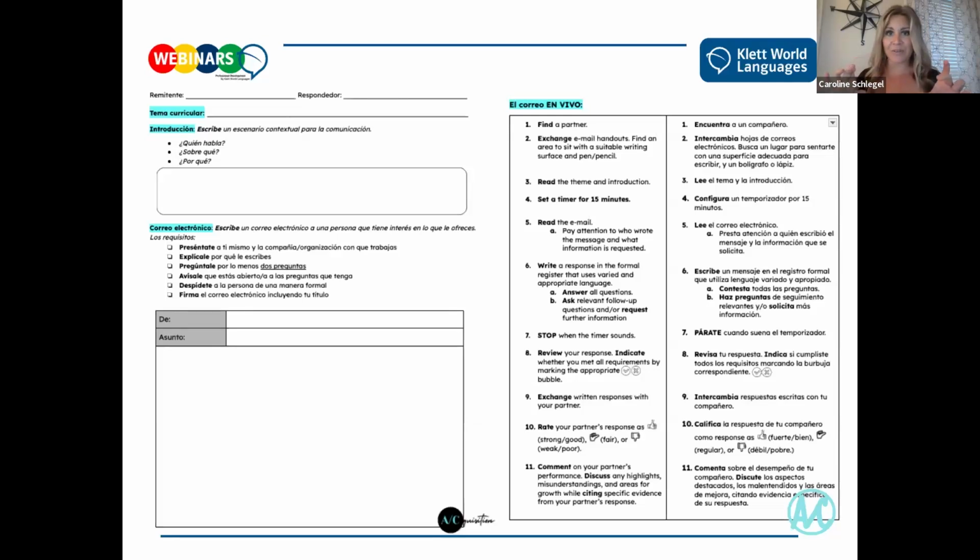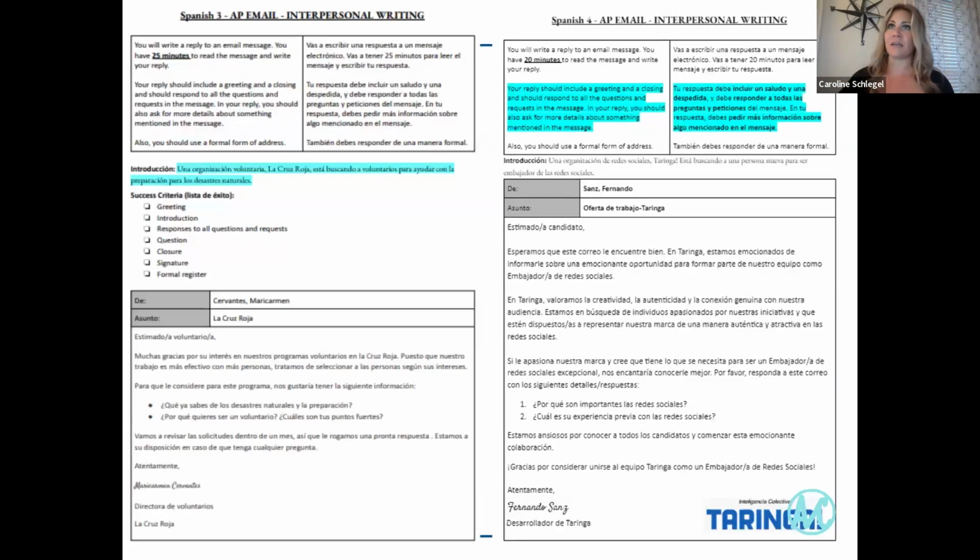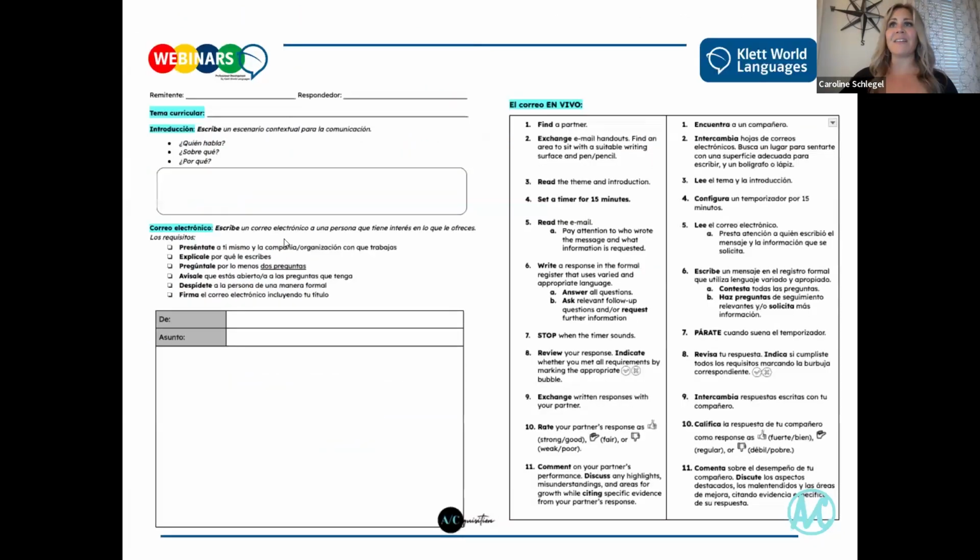So they're writing their own brief introduction, like we saw on this right back here, right? This organización voluntaria. They write their introduction, and then they are actually going to write the email that someone else is going to respond to. So we want them to present themselves, explain why they're writing, ask 2 questions, right? So this is another way for students to become familiar with what's required in that AP format.